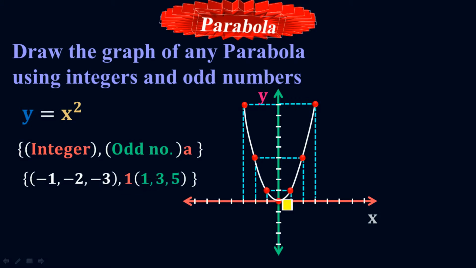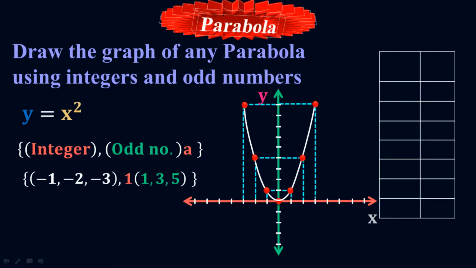At positive 3, from here I'm gonna go 5 points. 1, 2, 3, 4, 5. 5 points. So whether you use positive integers or negative integers, this is exactly one thing.